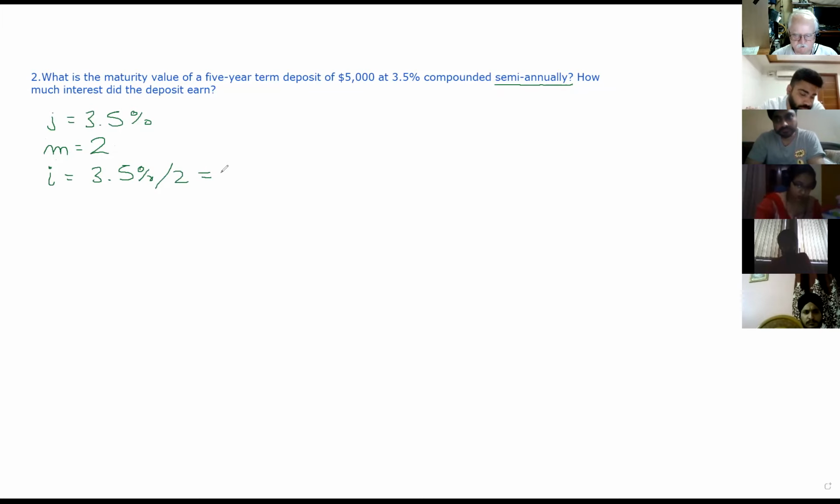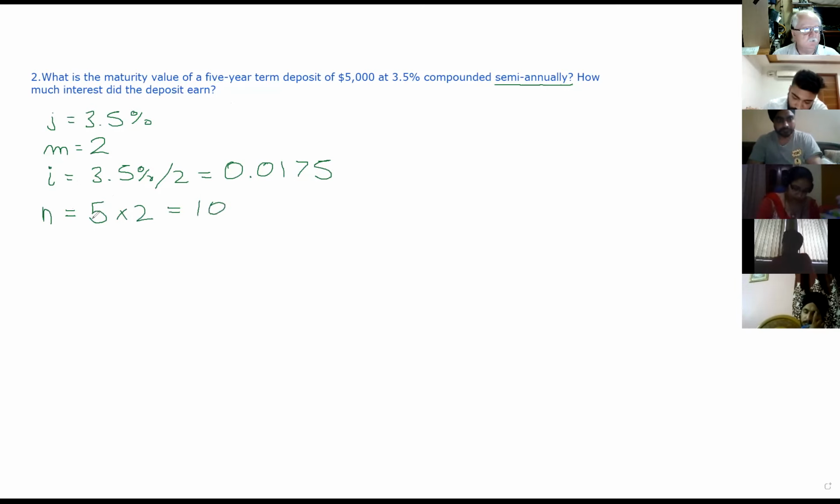That's right, 1.75%, but we're going to need it as a decimal. So 0.0175. And then we want to know N. It's a 5-year term and it's twice a year. So N is 10.